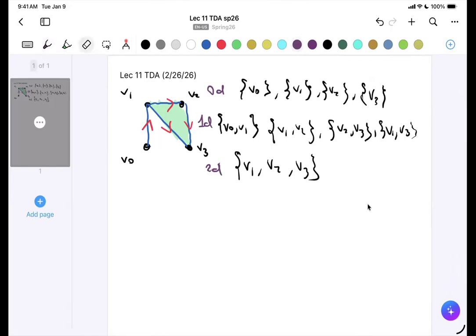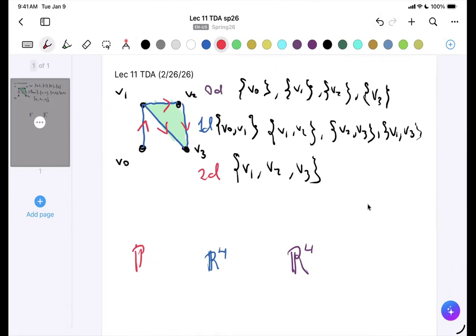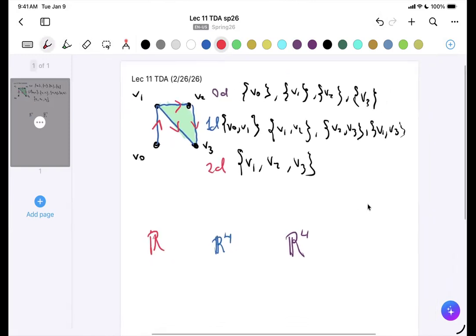So actually, let me use three different colors. For the zero-dimensional thing, the vector space would be R^4, right? Because there are four vertices. For the one-dimensional thing, the vector space would also be R^4, I guess, because there are four edges. And for the two-dimensional thing, it would be just a copy of R, because there's a single triangle. Okay. So that's how you get the three vector spaces.